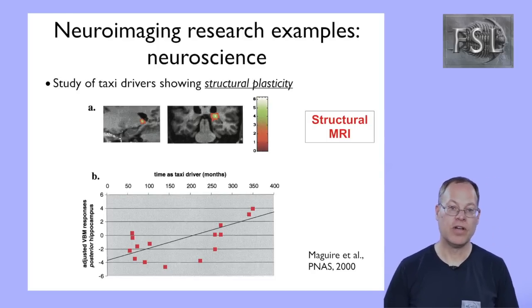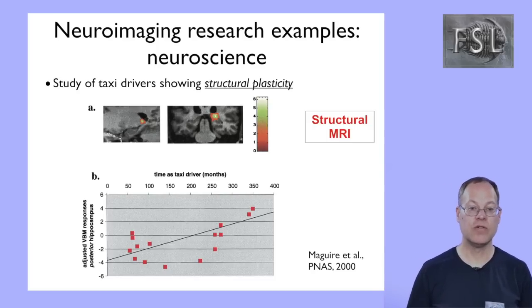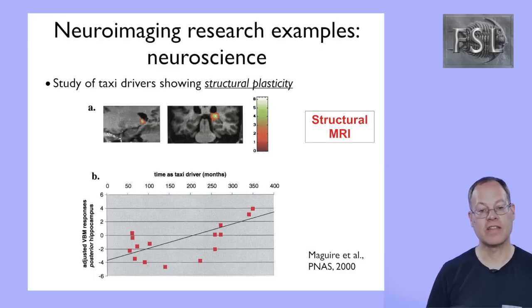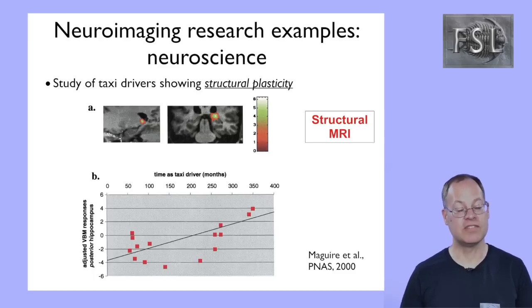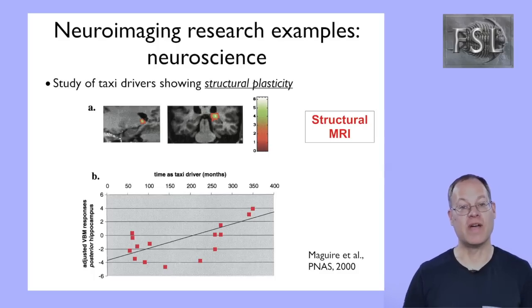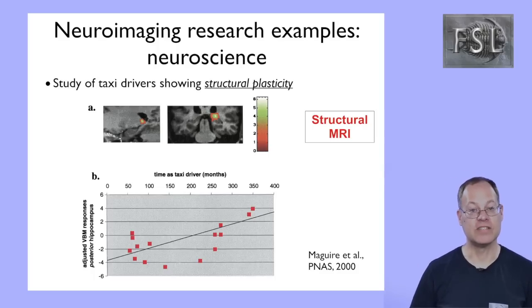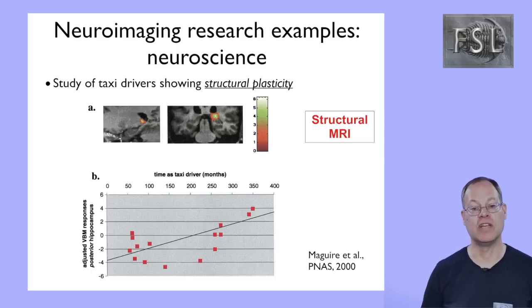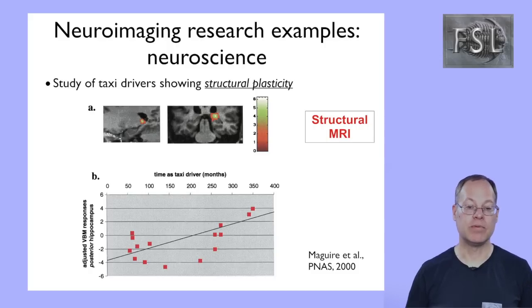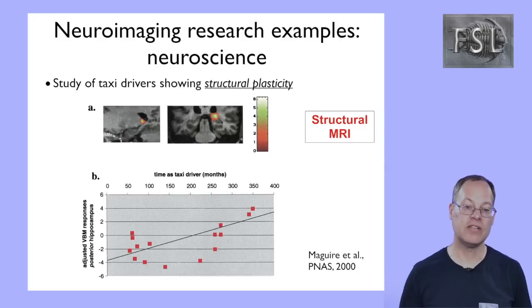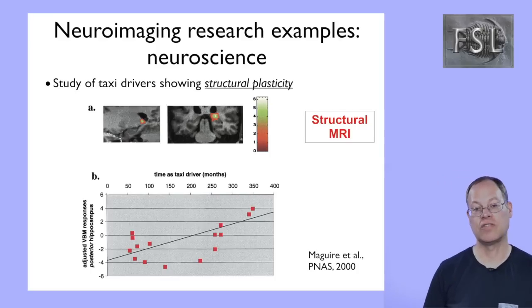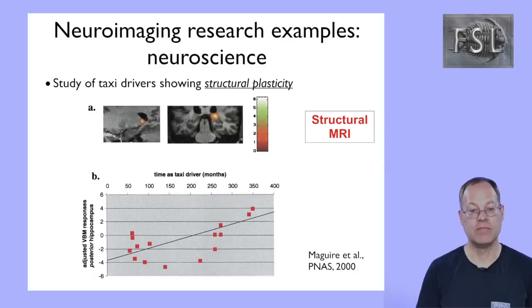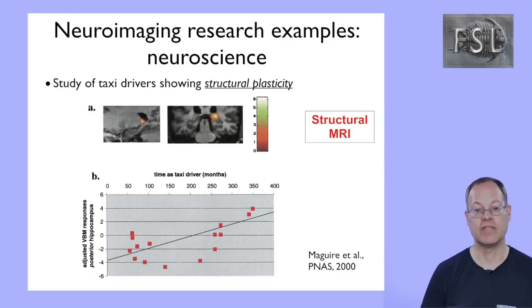This is an example of a study which was done in 2000 looking at taxi drivers. The fact that taxi drivers, particularly in London, can't just rely on their sat-navs. They actually have to learn about the layout of the streets and the one-way system. They have to really build up a mental map so that they can navigate efficiently around the city. And what this study did was scan people at different stages of how long they'd been a taxi driver and look to see whether there were any changes that they could detect in the structural MRI, which was reflected by how long they'd been driving.